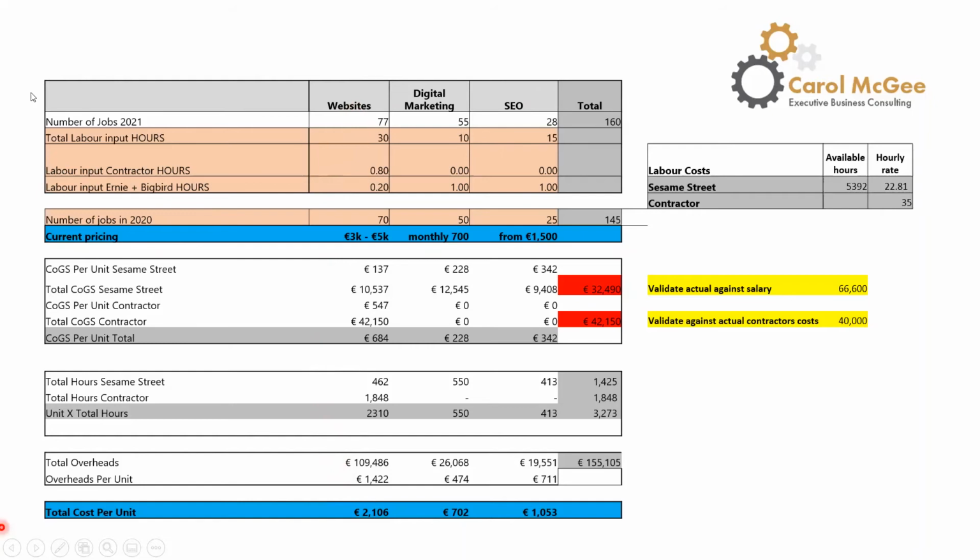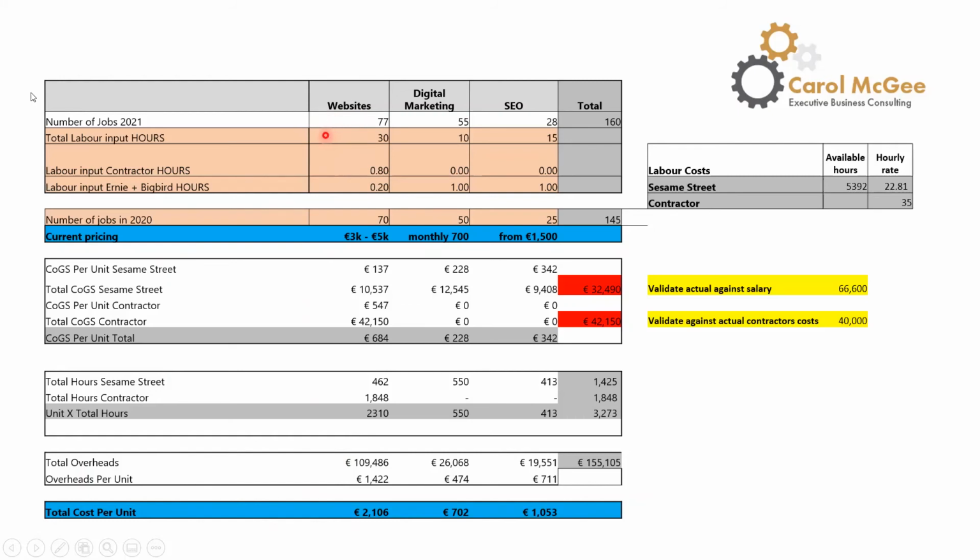The main 2 things you want to look at here are the blue, and what this sheet does is calculate your total cost per unit. And so for websites, you see that the total costs is just over €2,000, and at the moment you're charging €3,000 to €5,000. So on the face of it, that looks good. So how has this worked out? First, you have the number of jobs in 2020, and this is what we need to start with, and then you project your number of jobs in 2021. So here we have a 10% uplift in line with our objective.